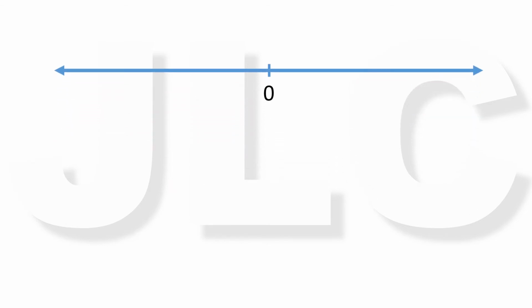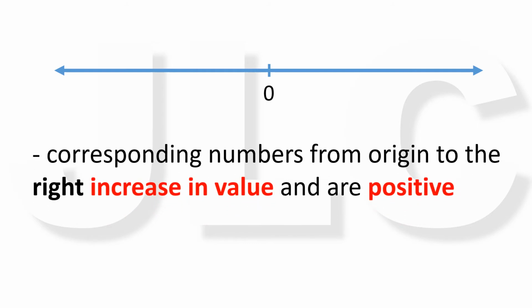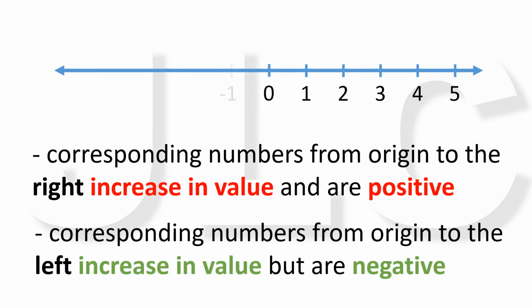As we move from the origin to the right, the corresponding numbers increase in value and are positive. As we move from the origin to the left, the corresponding numbers decrease in value and are negative. The real line consists of all real numbers, including rational and irrational numbers. We only usually see integers on the diagram for convenience.